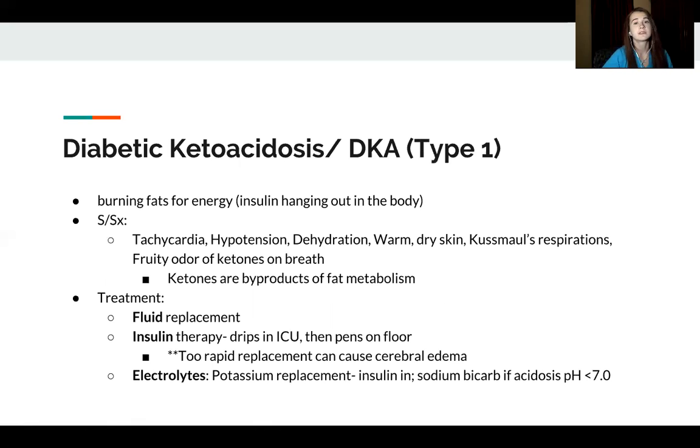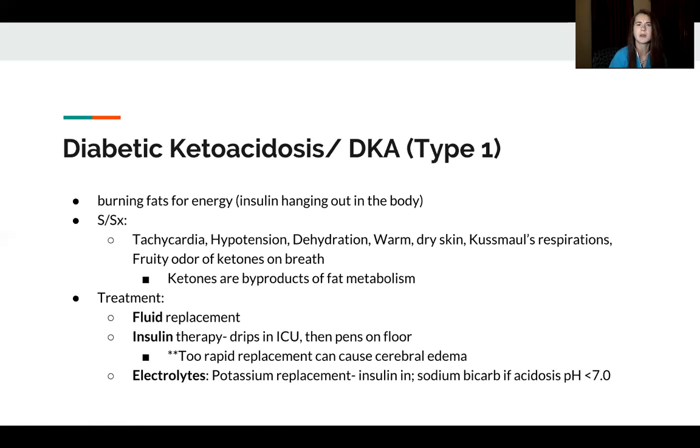Diabetic ketoacidosis, or DKA, this is only with our type 1s. The body starts to burn fats for energy and proteins as well, because the insulin's not hanging out in the body, the cells think they're starving and they need something else to give them the energy they need to thrive. And so they start breaking down these fats. Ketones are actually a byproduct of fat metabolism. And so they develop a metabolic acidosis, which leads us to a high heart rate, a low blood pressure, you're dehydrated, warm, dry skin, and Kussmaul's respirations, which are really deep and rapid breathing to try to blow off all the acid that's in their body.